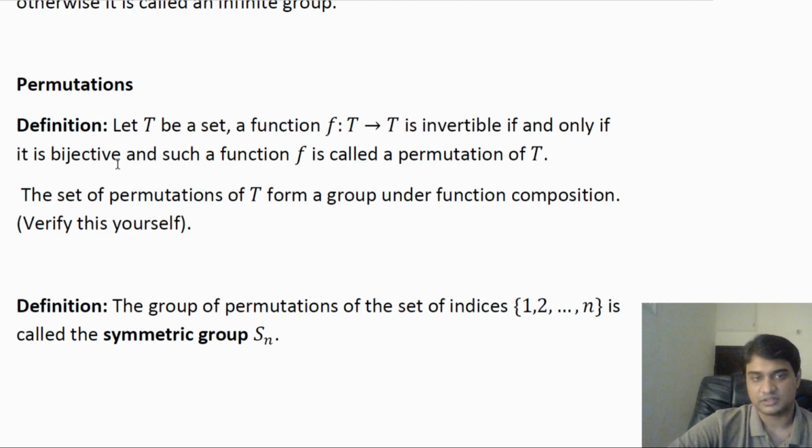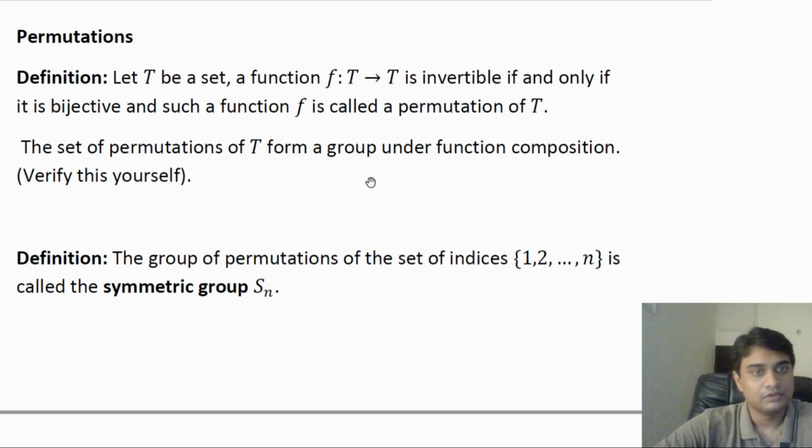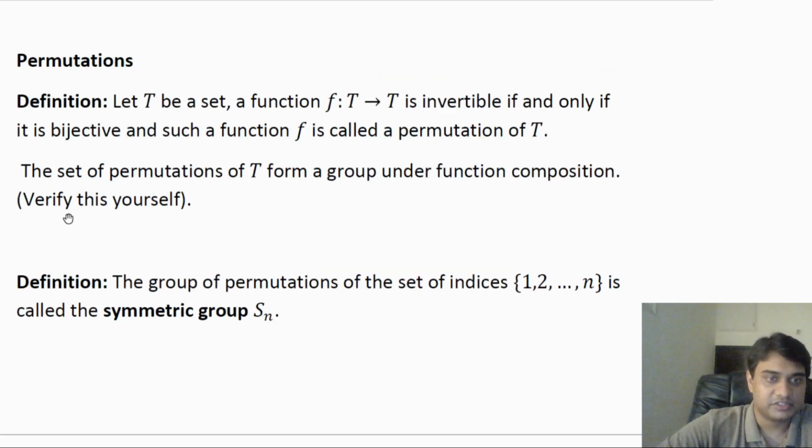And this fact, that a function is invertible if and only if it is bijective, is quite basic and I assume that you already know it, and if you don't, it is very easy to verify yourself. It's not a very difficult thing to verify. You can verify for yourself that a function being invertible is equivalent to the function being bijective, meaning both one to one and onto. Right? The set of permutations of T forms a group under function composition. So if T is a set, consider the set of all permutations of T.